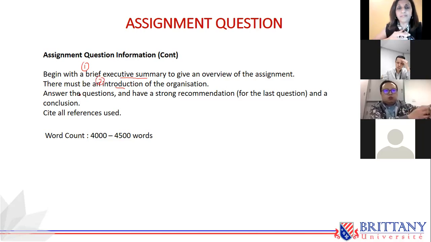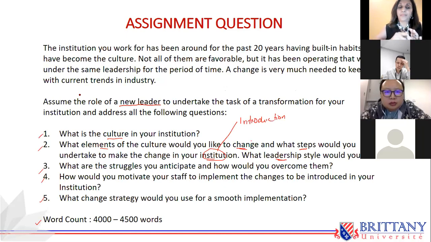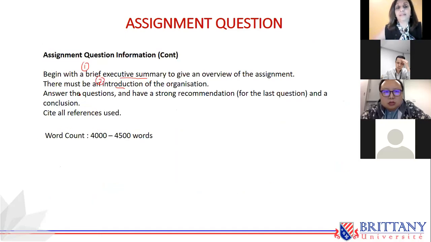All right, so the executive summary is like, in a nutshell, what have you written? So basically, you're going to write a little bit about the five questions that you have done. Don't copy all of it and put it here. Your word count will run. You just have to summarize what you found about culture, what you did about elements, the struggles and motivation and the smooth implementation. So when I read the executive summary, I must know what you have got in your entire assignment. Okay, that's how important the executive summary is.